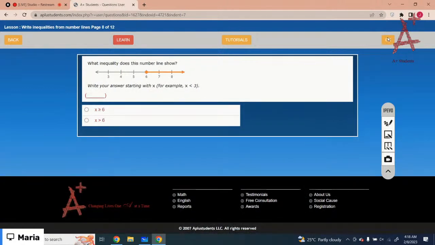Okay, the next one is what inequality does the number line show? So we have a filled in circle at 6. That means x can be 6. Also, the graph is pointing at the right hand side. That means all the numbers are greater than 6. So it would be x is greater than or equal to 6. So the correct option is x is greater than or equal to 6.